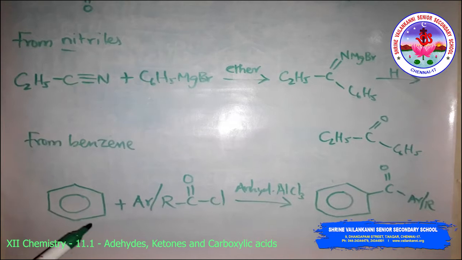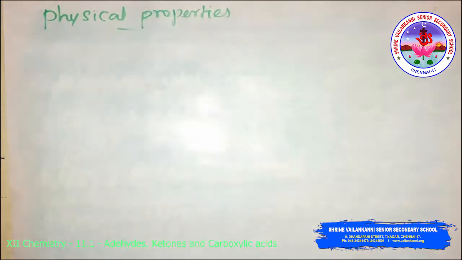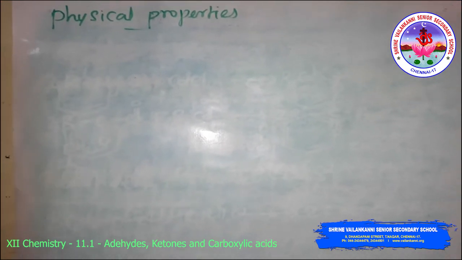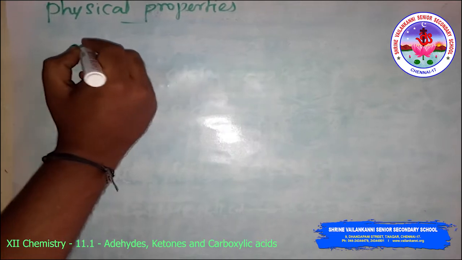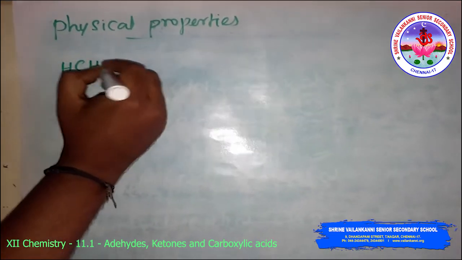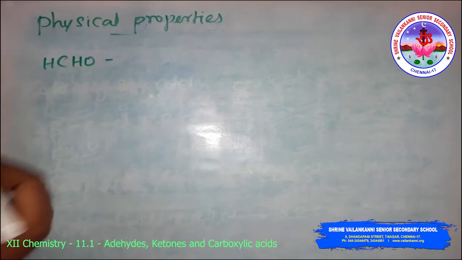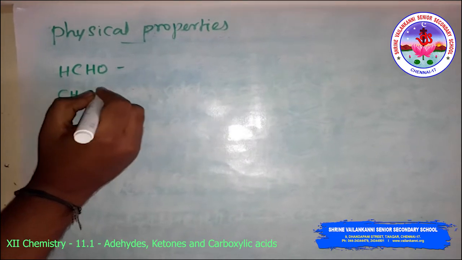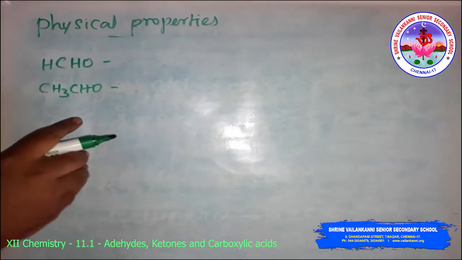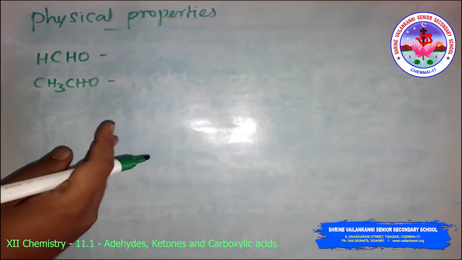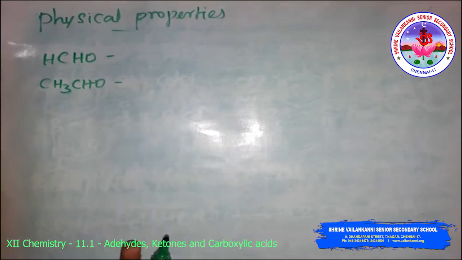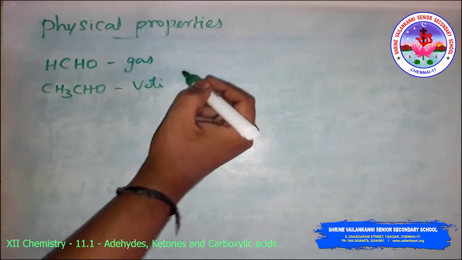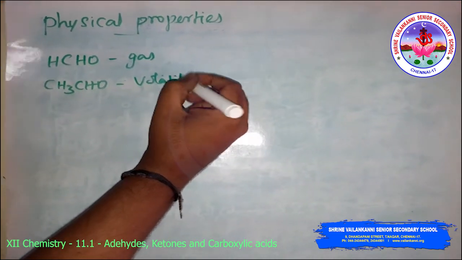Next is physical properties. Physical properties of aldehydes and ketones. Here methanal, the aldehyde HCHO, is a gas at room temperature, and ethanal, CH3CHO, is a volatile liquid. The other aldehydes and ketones are liquid or solid at room temperature. So this is a gas and this is a volatile liquid.